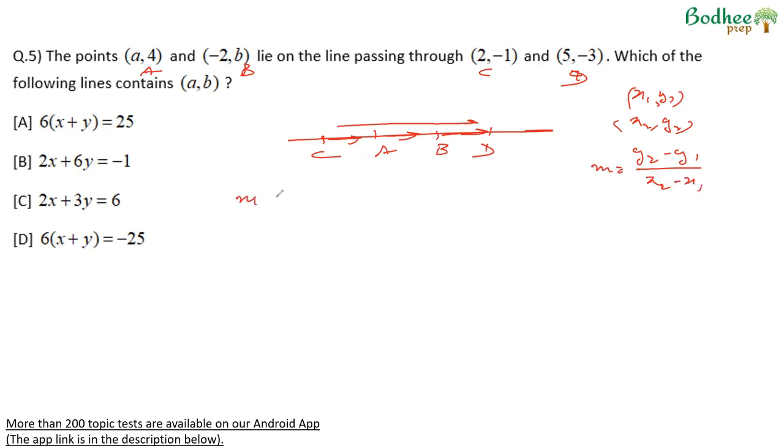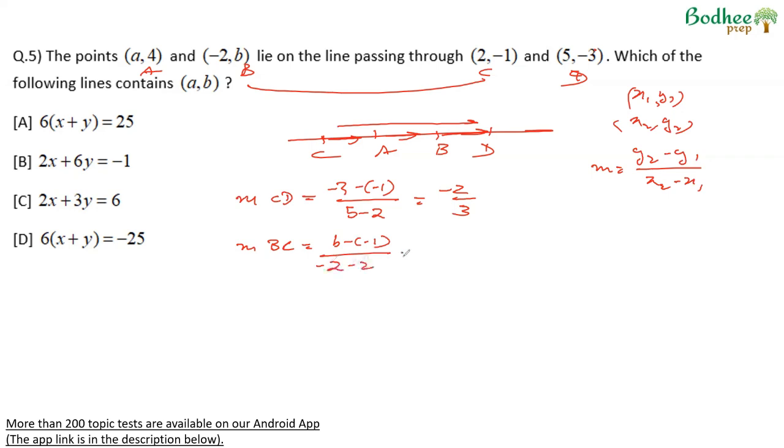So for CD, slope will be y2 minus y1, which is minus 3 minus of minus 1, upon x2 minus x1, which will come out to minus 3 plus 1, minus 2 by 3. This should also be the slope of BC. Slope of BC will be equal to y2 minus y1, b minus minus 1, upon minus 2 minus 2, which becomes b plus 1 by minus 4. This should be equal to minus 2 by 3. So 3b plus 3 is equal to 8. B is equal to 5 by 3.